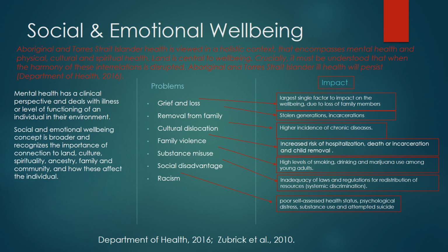Problems which impact the social and emotional well-being of Indigenous people are grief and loss resulting from sudden, unexpected death of family members. Indigenous people are 2.4 times more likely to have attended the funeral of a family member or a friend in the last 12 months as compared to non-Indigenous people. Removal from family due to stolen generations and incarcerations lead to unresolved trauma which has intergenerational impacts resulting in substance abuse, family violence and mental health issues.